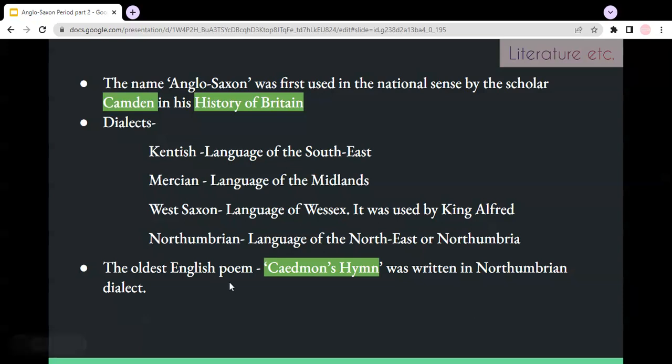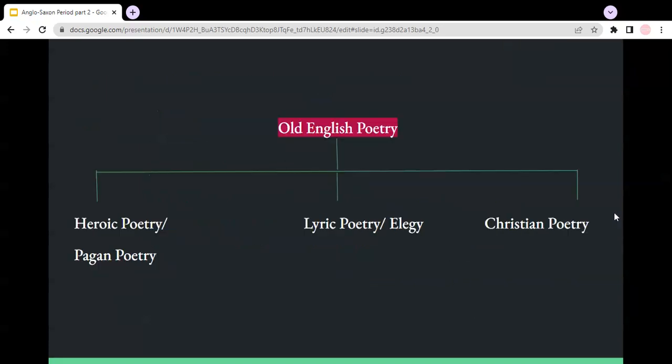The oldest English poem, Caedmon's Hymn. Caedmon's Hymn is considered the oldest existing English poem. It was written in the Northumbrian dialect.